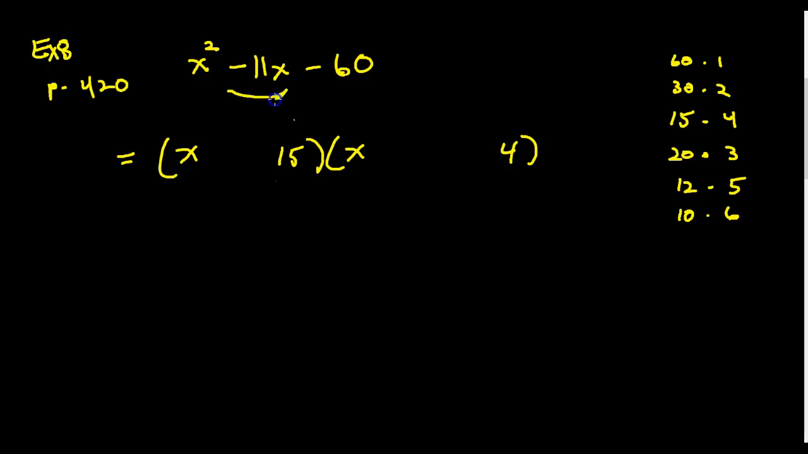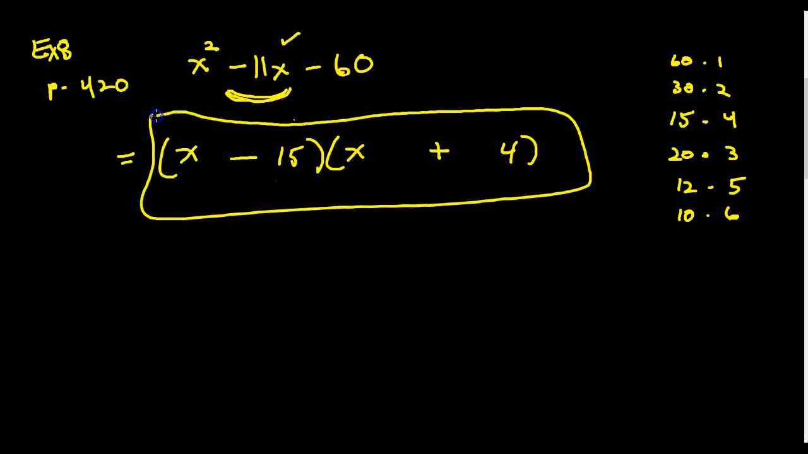The outer and inner product residue has to equal minus 11x. If I put a negative sign on the 15 and a positive sign on 4, indeed the outer and inner product are going to be minus 15x plus 4x, which is indeed negative 11x. So I think this will do it. This will be my final answer.